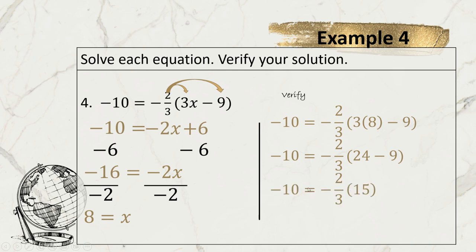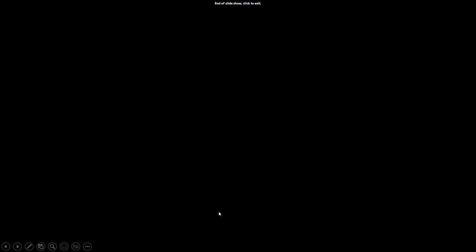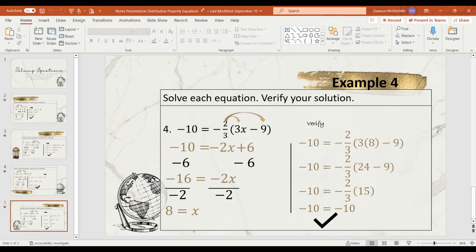So I have -10 is equal to -2/3 times 15. If I take -2/3 times 15, I get -10. Of course, -10 is equal to -10, so we know our solution is right. Okay, so we found our solution, solve for x. Distribute first, solve for x. Resubstitute that back into the original to see if we're right. Okay, and that is it for this section of notes, guys.